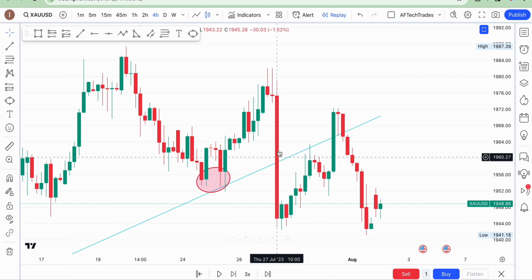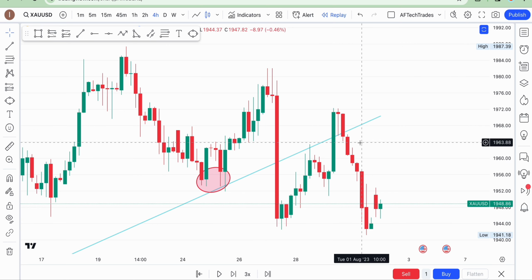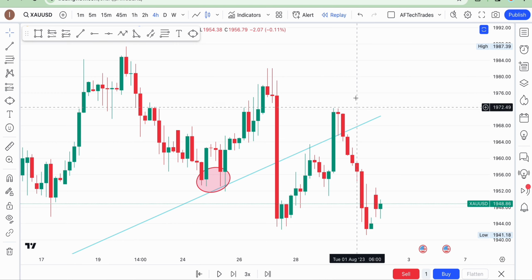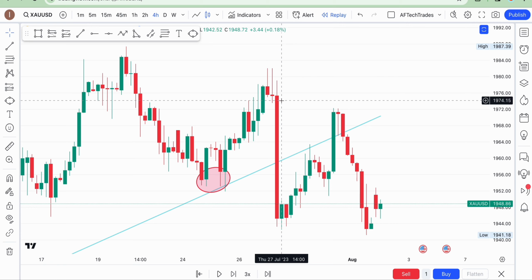So now, what are you supposed to do? You're supposed to now draw out your zones, right? You pull out your zone. Where was our last higher high?